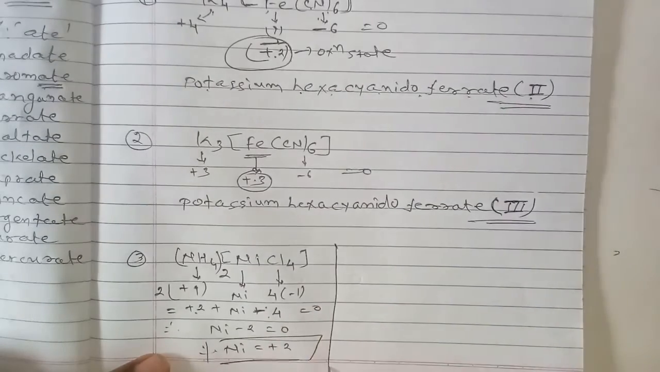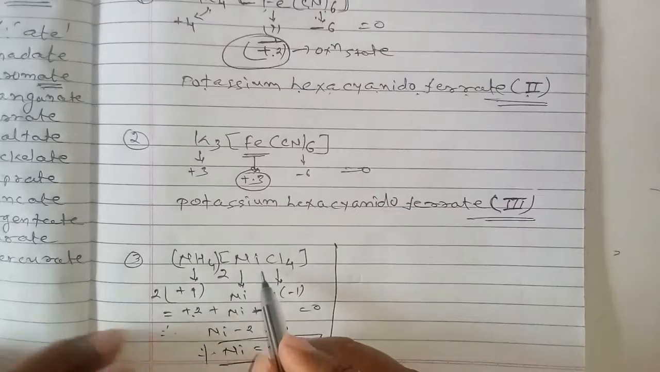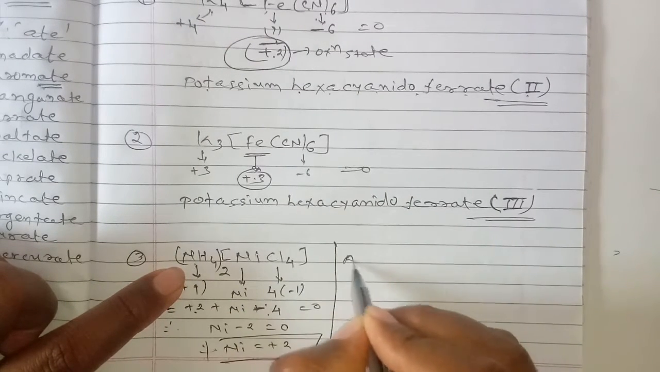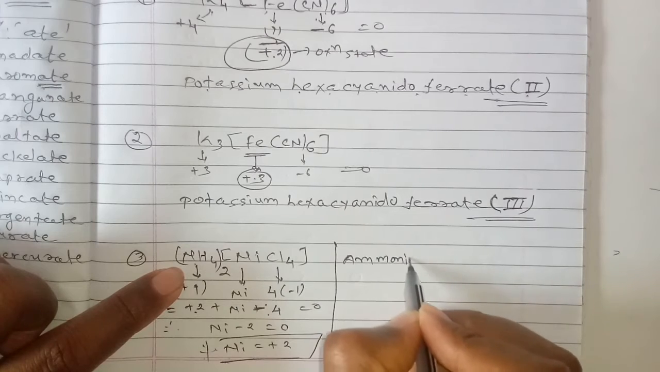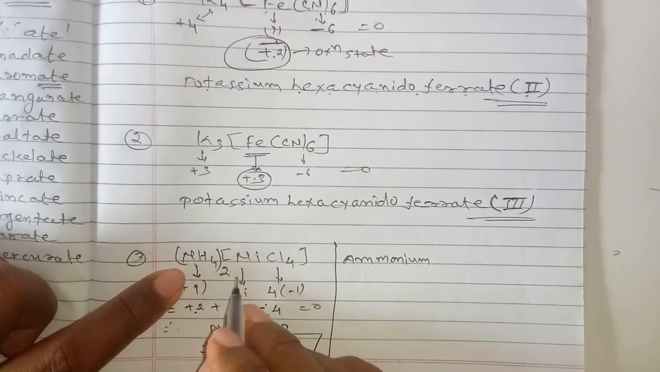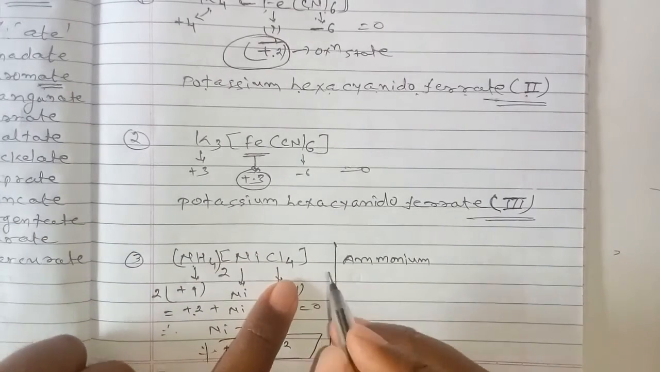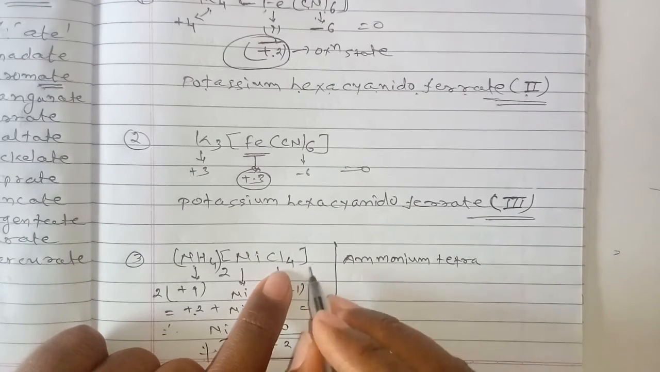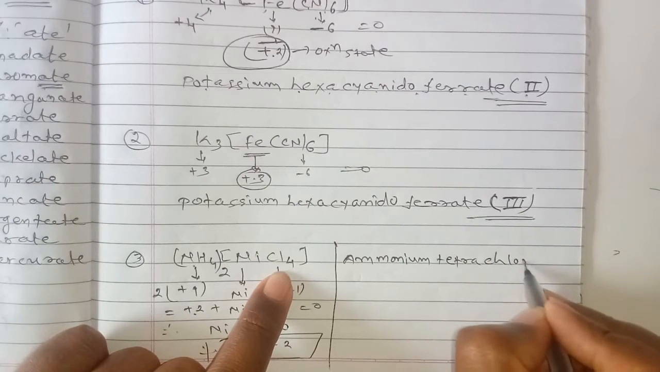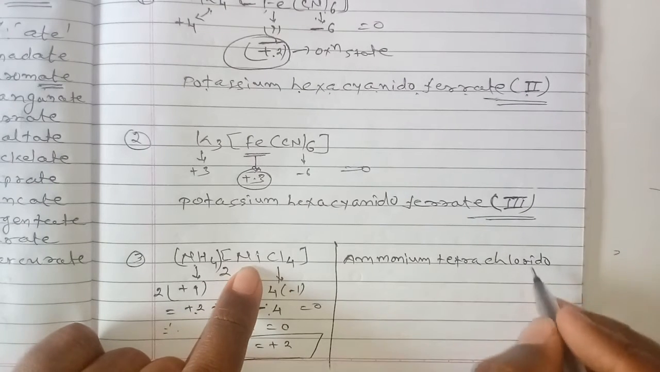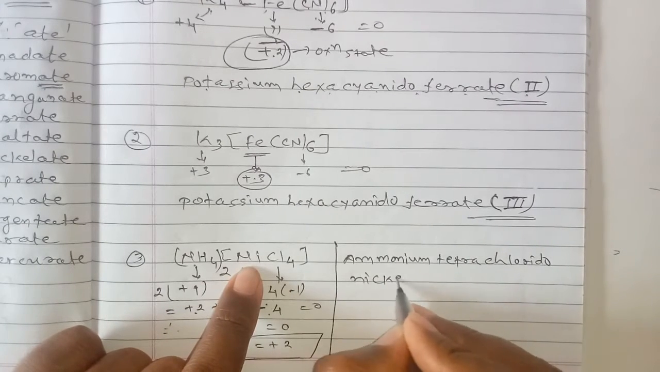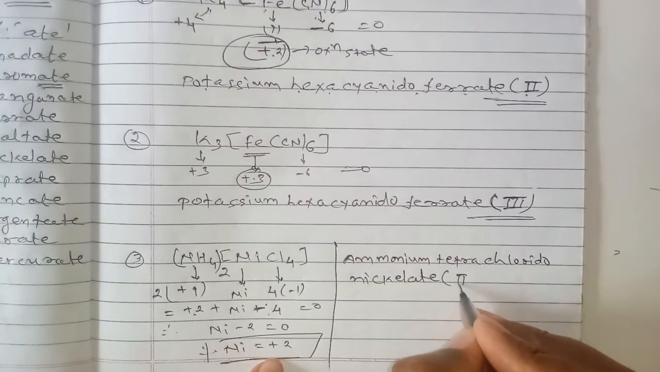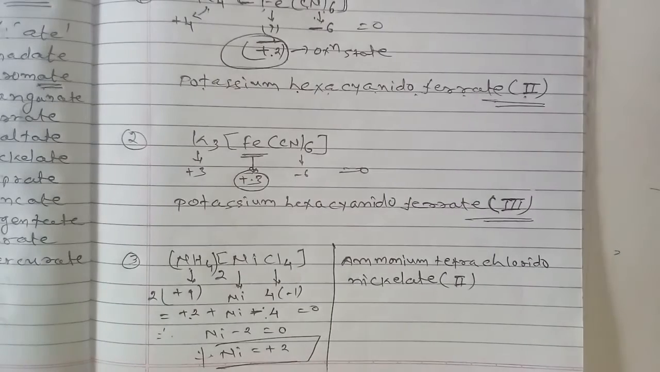Now the nomenclature: it stands for ammonium, then tetra, for Cl chlorido, for nickel nickelate, and the oxidation state is 2.